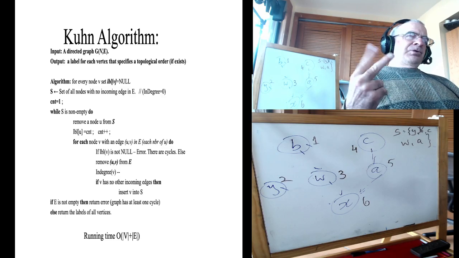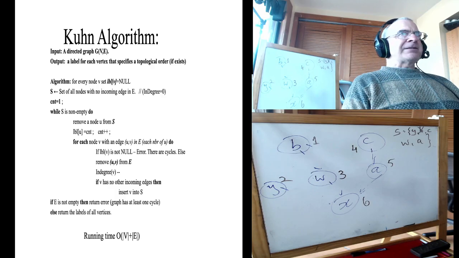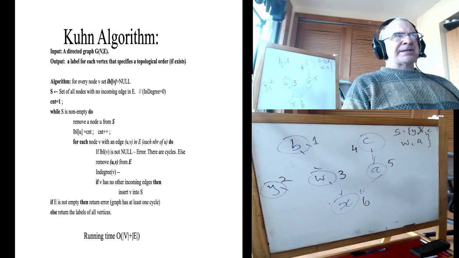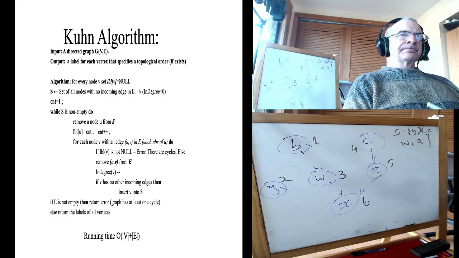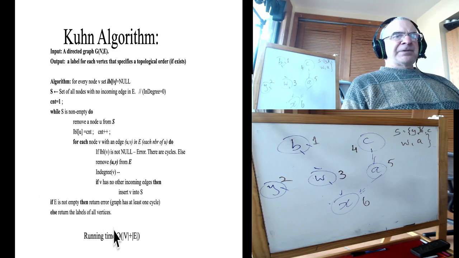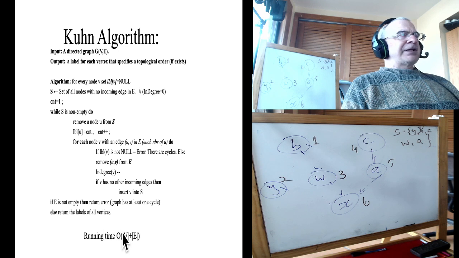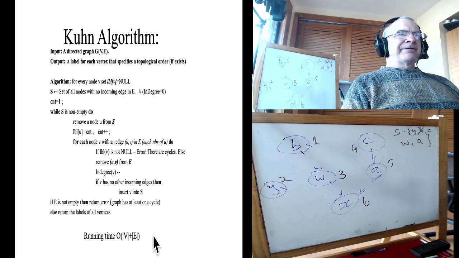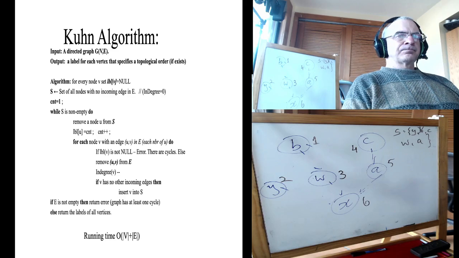Right, we have two ways to represent graphs. One was adjacency matrix, one was adjacency list. If I'm shooting for this running time, tell me in the chat. If I'm shooting for this running time, which of the graph representation should I have? Adjacency matrix or adjacency list?